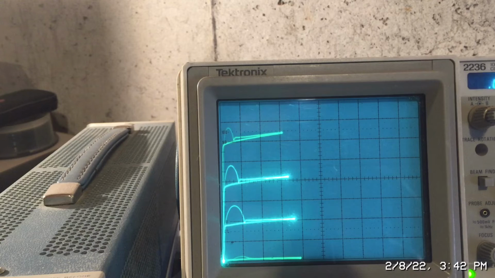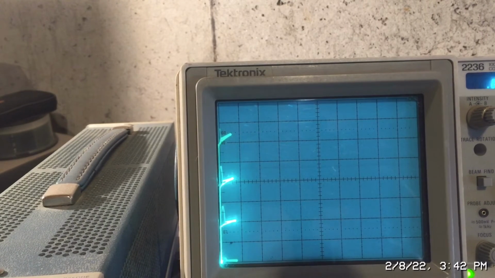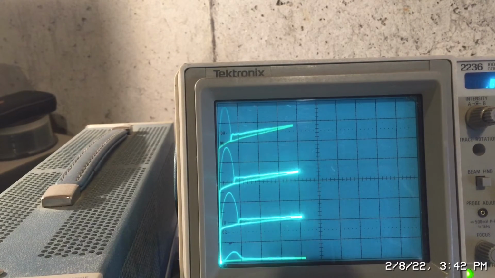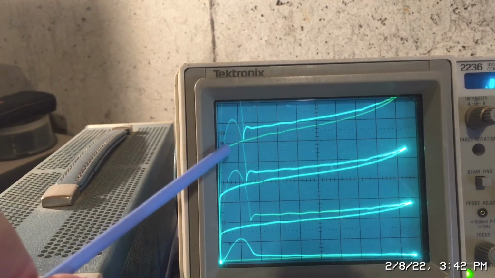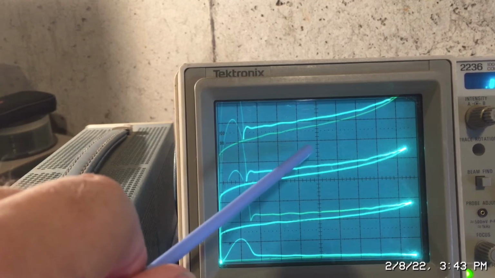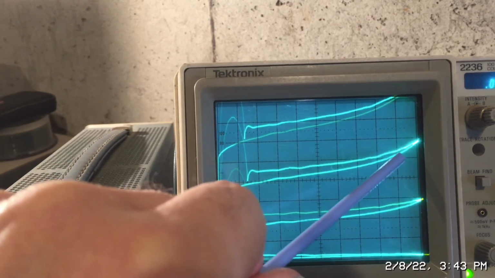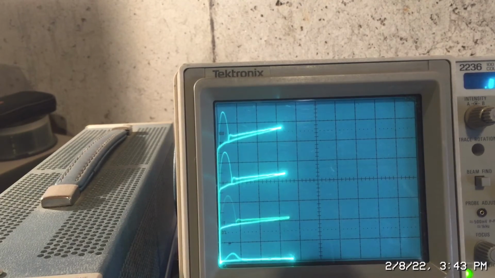So let's take a look at that. Here I'm at about, let's see, 2 volts per division. So let's go up, and I see the curve. I see the knee somewhere around here. So 2, 4, 6, 8, 10, 12, 14, 16. Yeah, about 18 volts. And that's where you start going out of the safe operating area with this device.